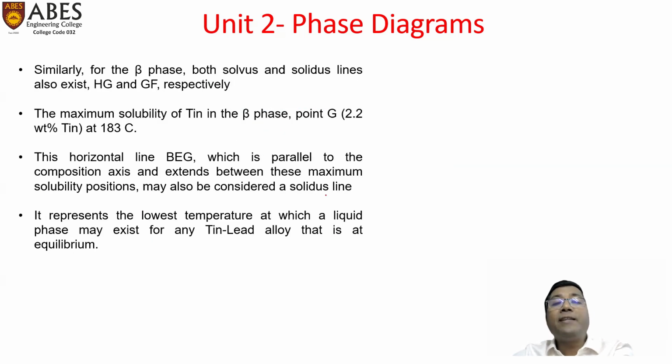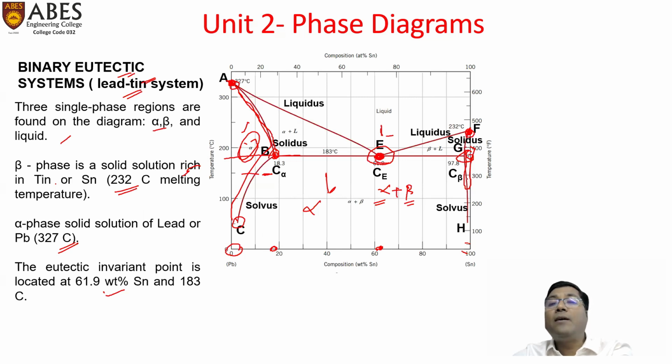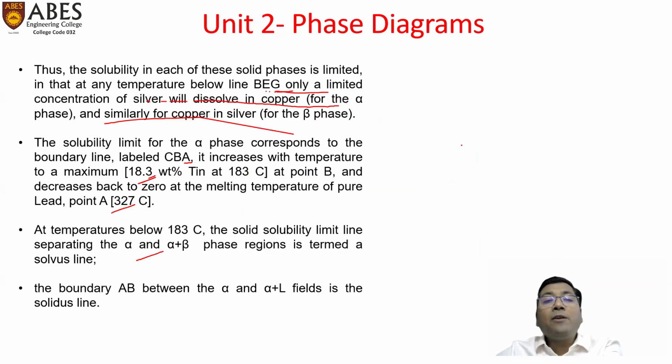The maximum solubility of tin in the beta phase, point G, is 2.2 weight% at 183 degrees Celsius. So this is 2.2 weight% of lead, so the tin would be 97.8%. So here it is mentioned 97.8% tin means 2.2% lead. So 2.2 weight% of lead is the maximum solubility in tin, 97.8%, at 183 degrees Celsius. Beyond that temperature, it will again reduce. The solubility will go down.